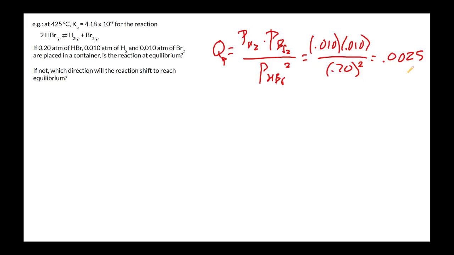When we work this out, we get 0.0025. If we look at what K is for this reaction, Kp is something times 10 to the minus ninth, and this is much, much bigger than that, many orders of magnitude bigger. So because Q is greater than K, that means the reaction is going to shift to the left, and we're going to produce more HBr by consuming some H2 and Br2.